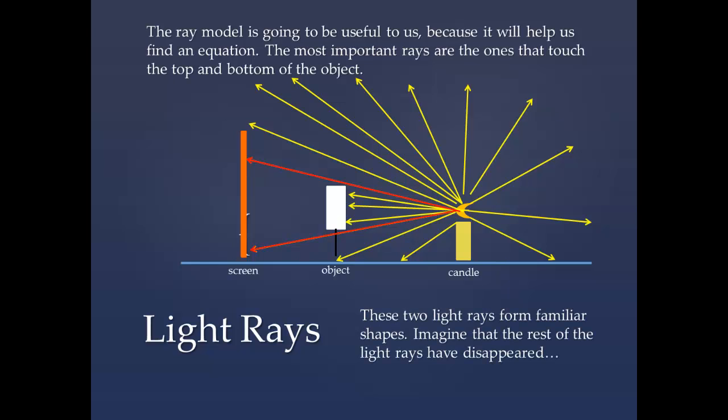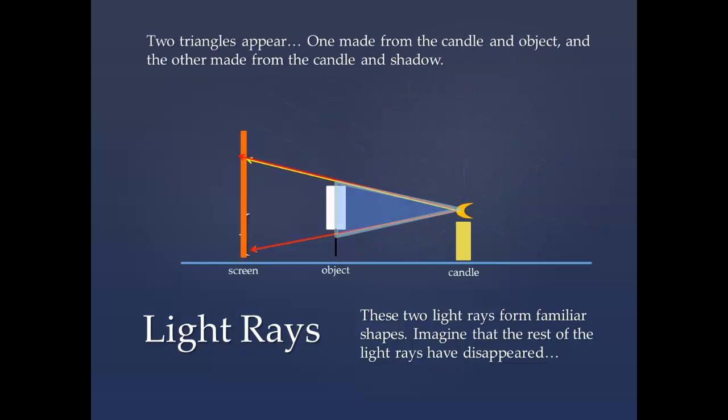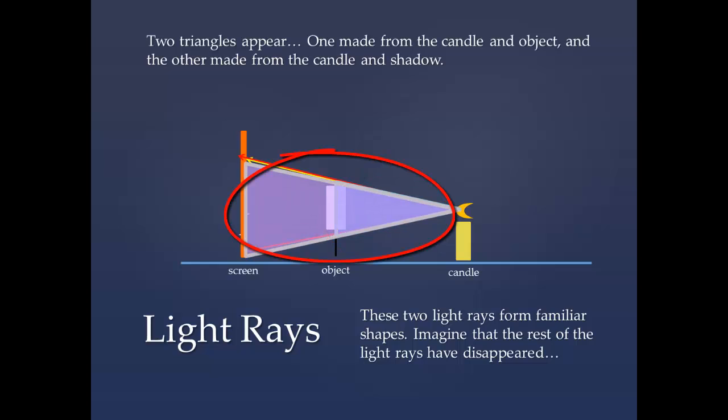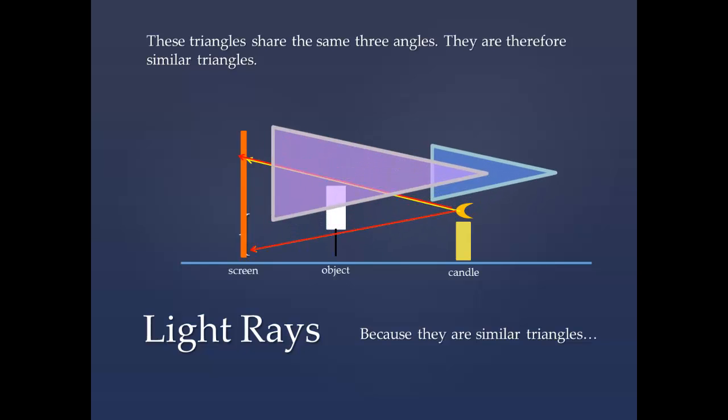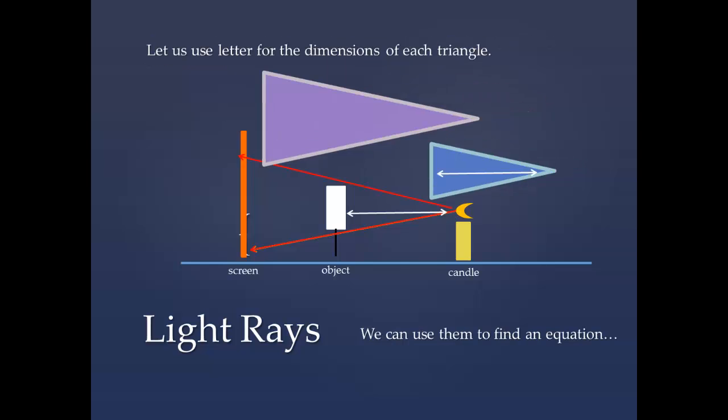The two most important rays are the ones that touch the top and bottom of the object. These two light rays form familiar shapes. Imagine that the rest of the light rays have disappeared. Two triangles appear, one made from the candle and the object, and the other made from the candle and the shadow. These triangles share the same three angles, and they are therefore similar triangles. And because they're similar triangles, we can use them to find an equation.